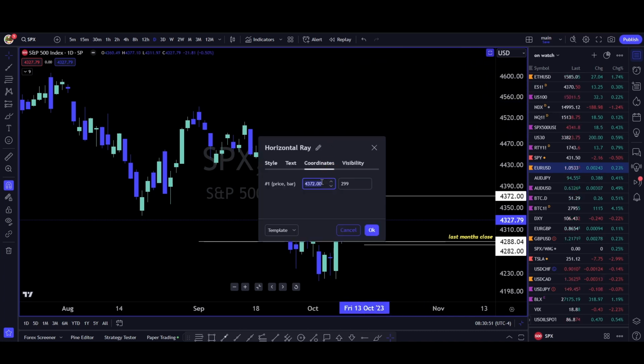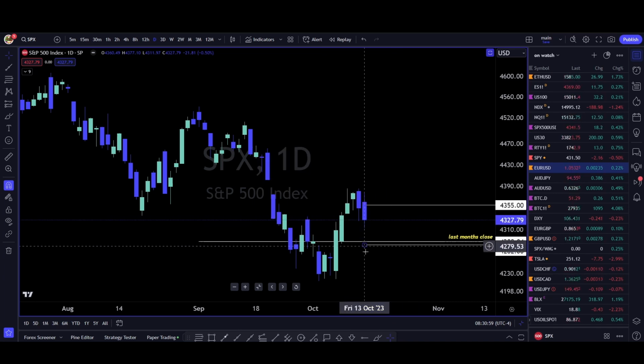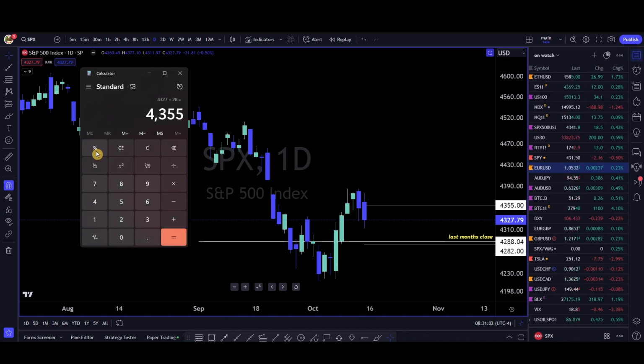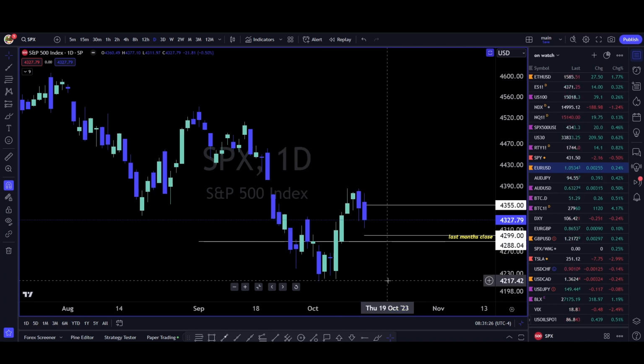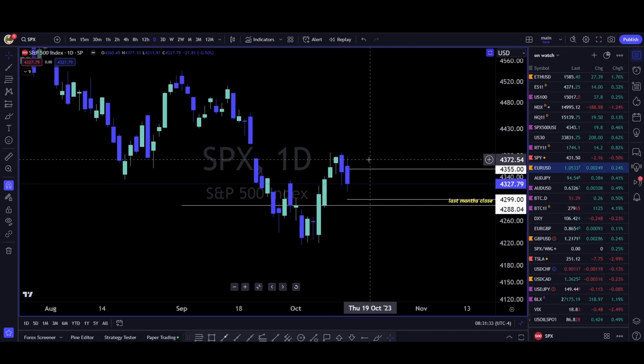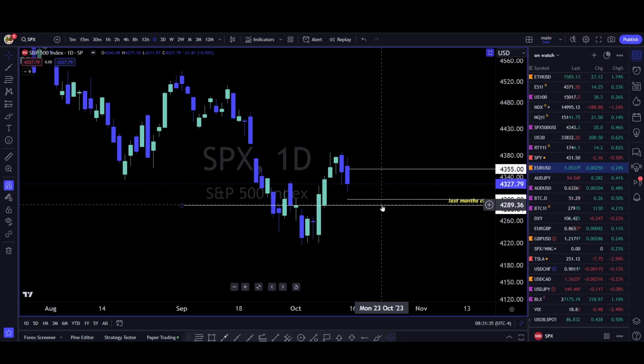But we can go in there and do it real quick. 43.55. Hit OK. That's going to drop that significantly. And then we'll bring the calculator back up again. Clear it off. 43.27 minus 28 equals 42.99. It's going to move this up by about 10 bucks. 42.99. And there is your options market volatility priced in move. That's what they expect the S&P 500 to do today.